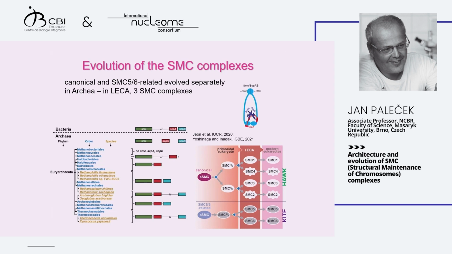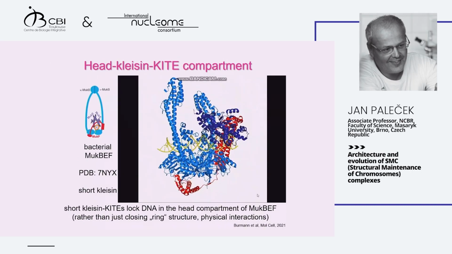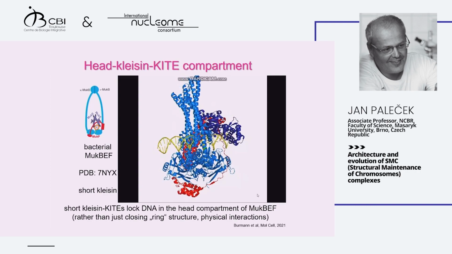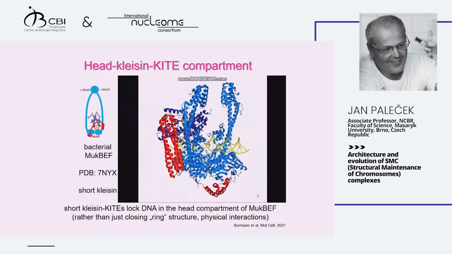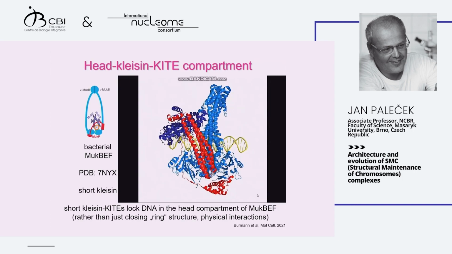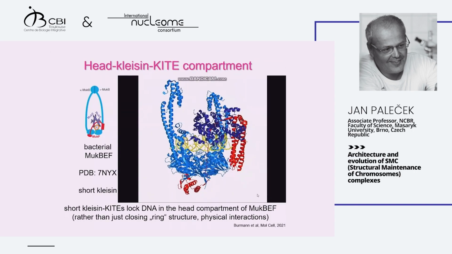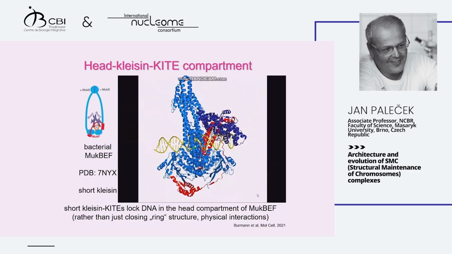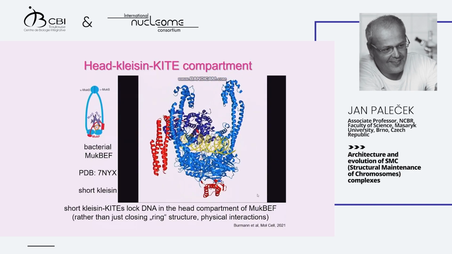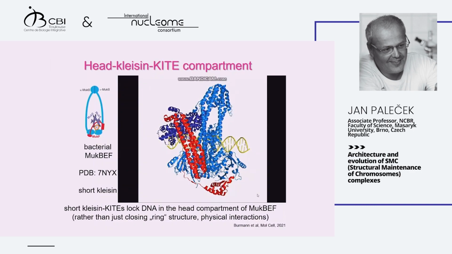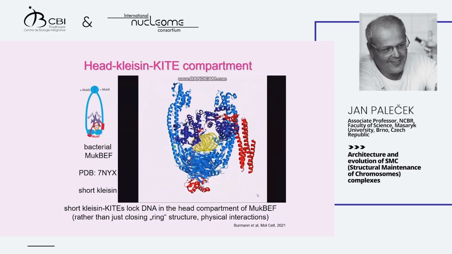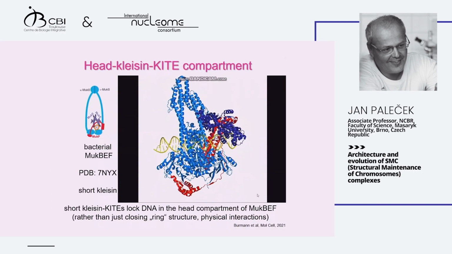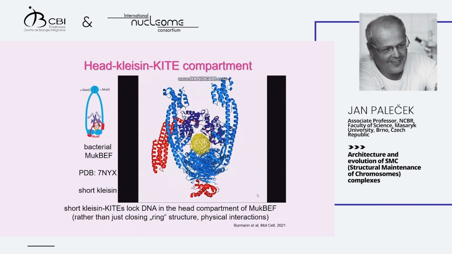So in the last eukaryotic common ancestor, there were probably already all these three SMC complexes, including SMC5/6. Very recently there were developments in cryo-EM, and now we have structures of several of these SMC complexes. Here you can see one of the bacterial MukBEF complexes, or its head part. I wanted to demonstrate the similarity between this bacterial complex and SMC5/6 on these structures.